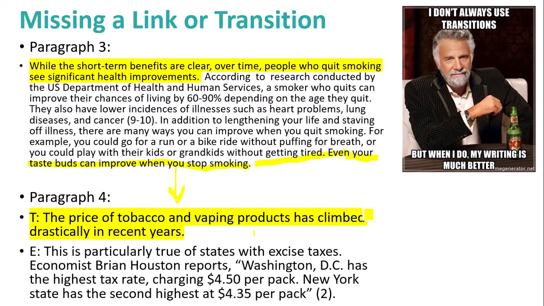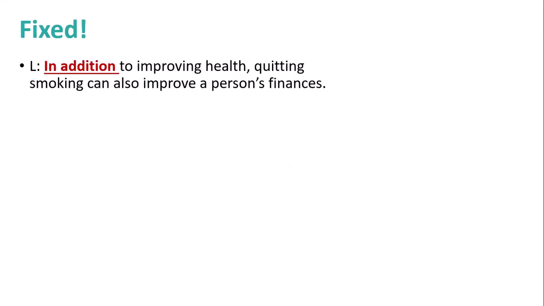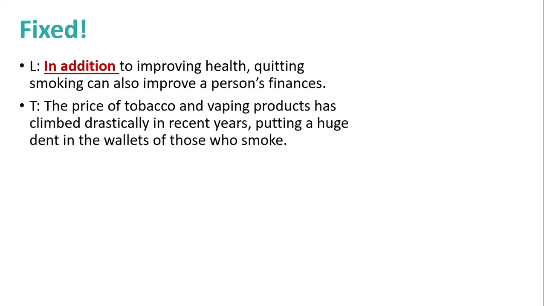So in their mind, the writer may have had some connections and saw, well, also, another way your life improves is through money. So now I'm going to talk about price of tobacco. But it's not on the page. So it's a little bit choppy here. So what can we add instead? Here's one link. In addition to improving health, quitting smoking can also improve a person's finances. We have that transitional phrase, in addition to, and it goes really well into the next point, that the price of tobacco and vaping products has climbed drastically.